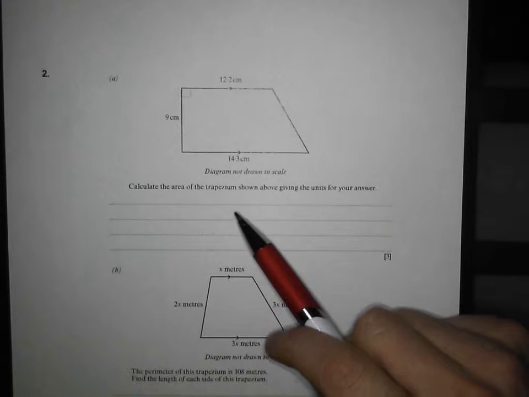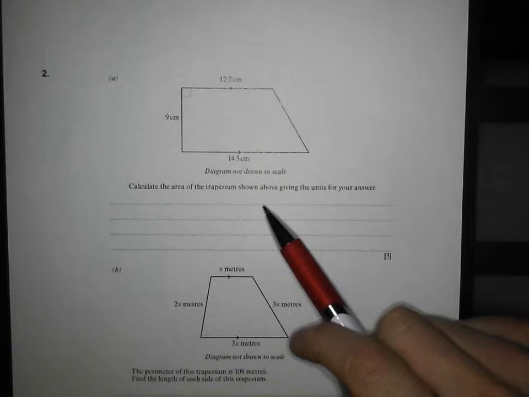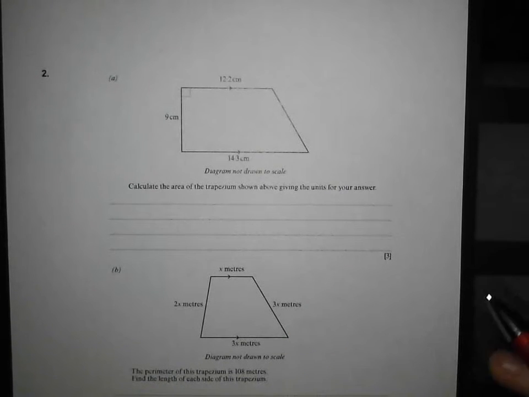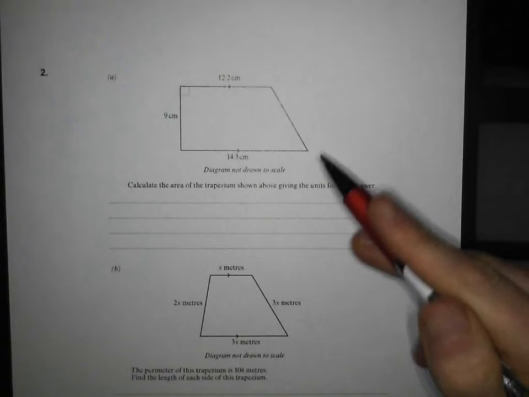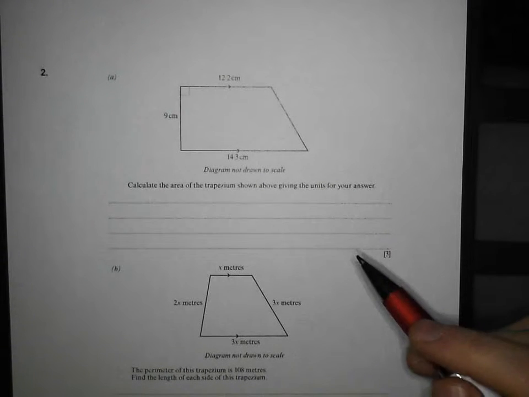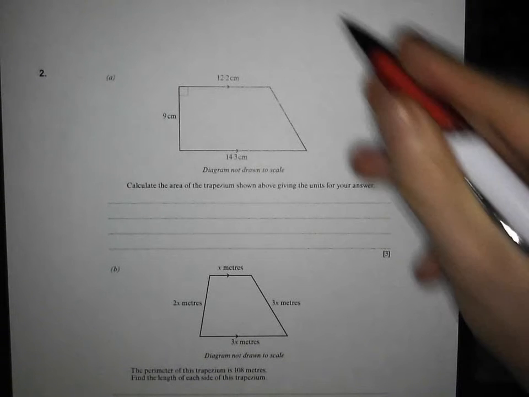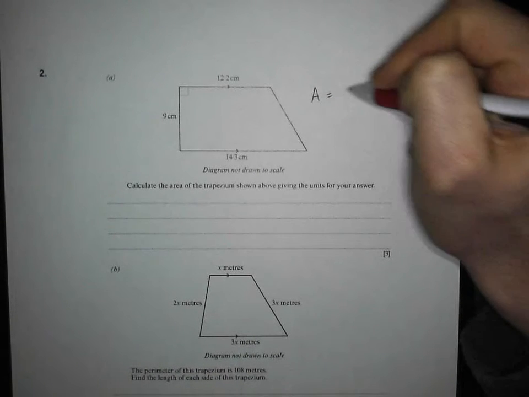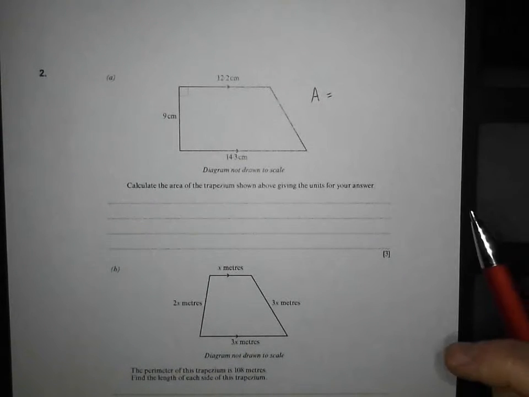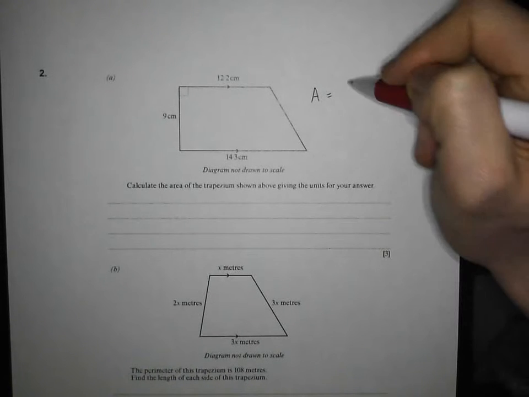Calculate the area of the trapezium shown above, giving units for your answer. Now the trapezium is one of the hardest shapes to get the area for, but you get the formula in the front of your exam paper, so make sure you know it. It's one thing knowing it and another thing knowing how to use it, so let's make sure we get this right.